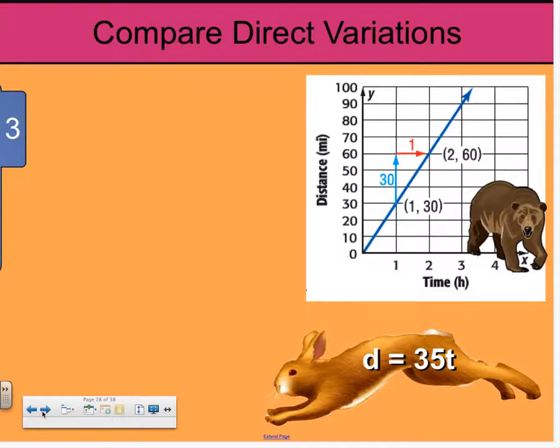Here we have a situation where we have a grizzly bear and a rabbit. We want to know which one can run faster. Everybody has their ideas, everybody has their philosophy. So that would be example 3 on page 192. We have a grizzly bear and a rabbit.